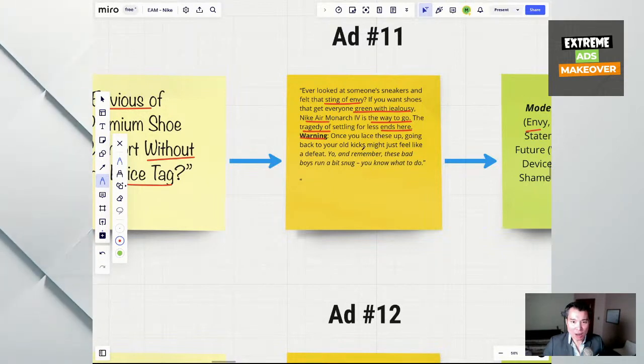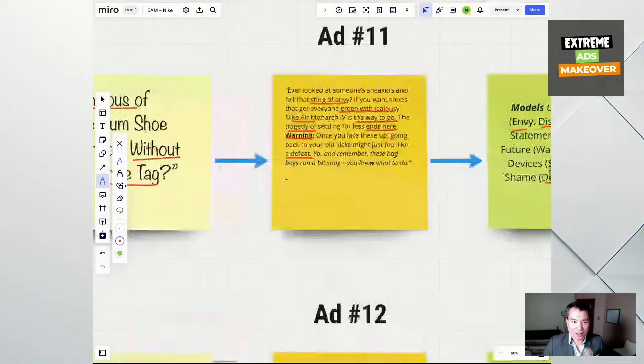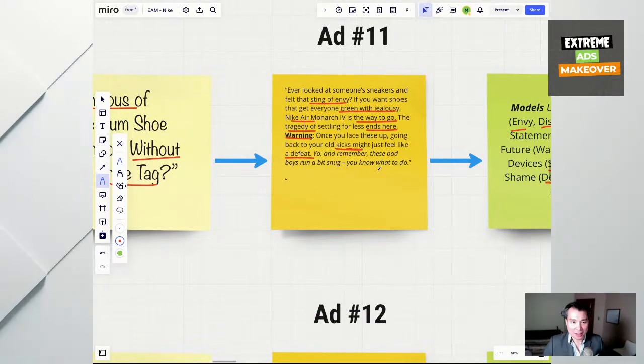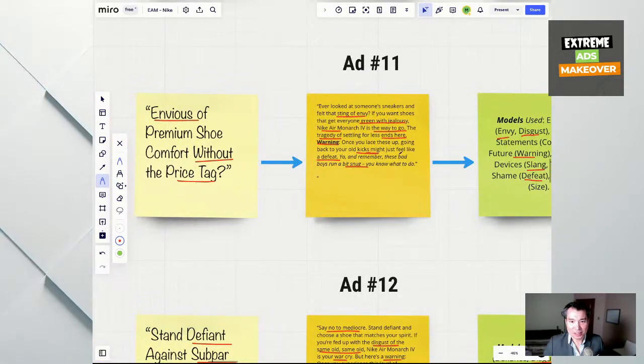"When you lace these up, going back to your old kicks might just feel like defeat." And we have a slang over here: going back to old kicks, a big snub right here. We have a warning in here, right? You see what happened?